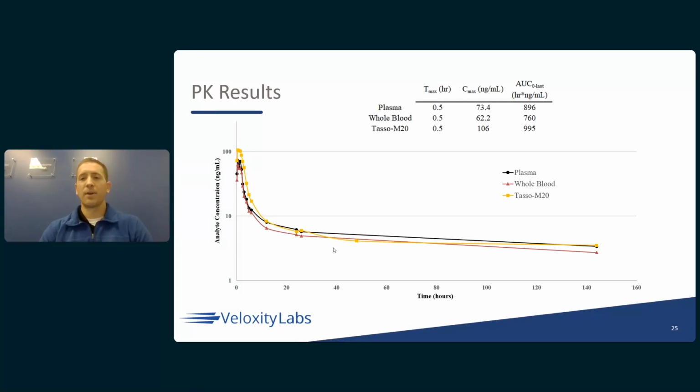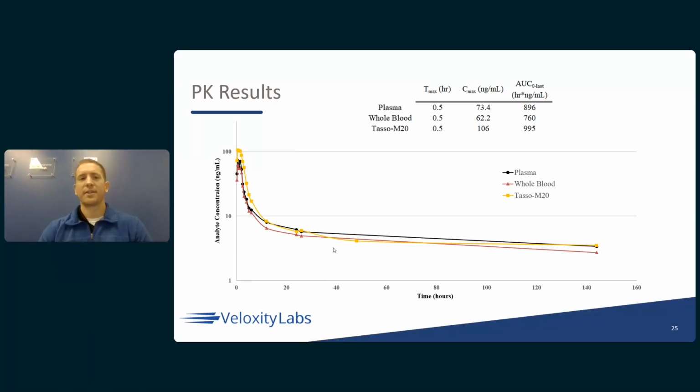First, let's look at plasma and whole blood. You'll see both the Cmax and the exposure for the plasma is slightly higher than whole blood. It came back about 80% or so, which aligned with our in vitro results. That's what we were expecting. But then also, and I think this was a bit of a surprise at first, the Tasso M20 exposures came back about on a Cmax level, about 30% higher, on an exposure level, maybe 10 to 15% higher.